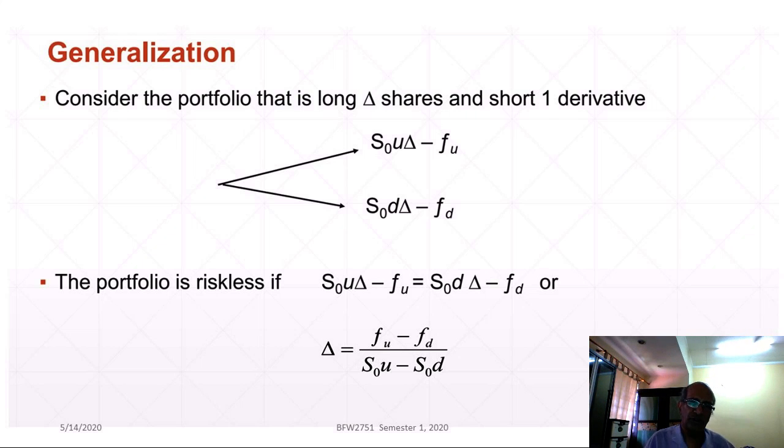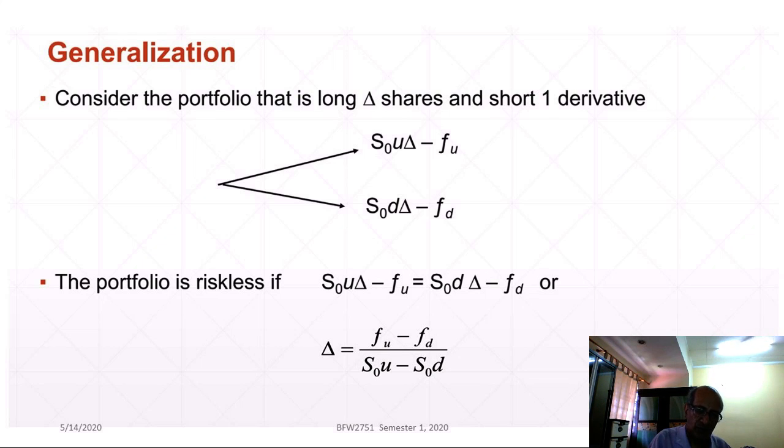Consider the portfolio which you created earlier. There's long delta number of shares and short one option derivative. So the value is S0 up times the delta, that was 0.25 earlier, minus the up function, the value. S0 down times delta shares minus FD. That's how it is working.